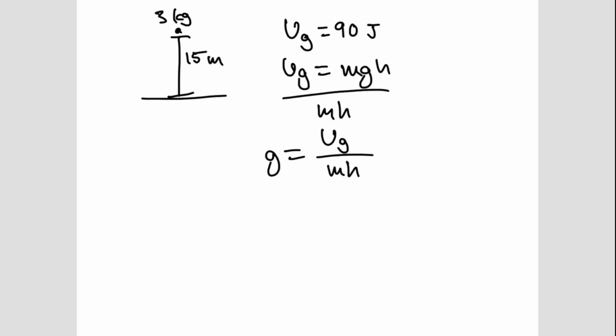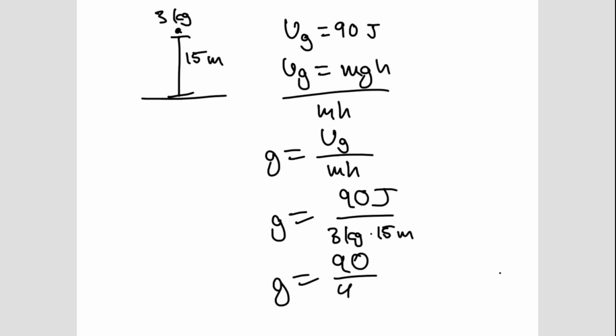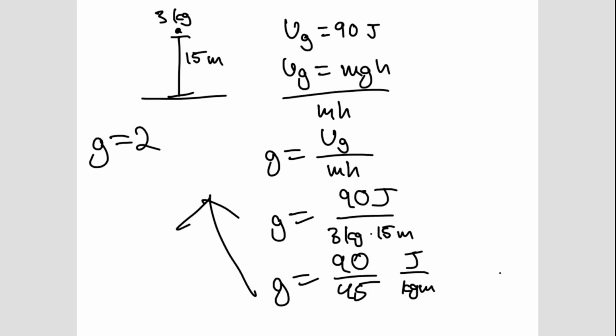And at this point, I can start just chugging in my numbers. g is equal to 90 joules over, let's see, 3 kilograms times 15 meters. This is 90 over 45 joules over kilogram meters. So then I'm going to bring this over here. So now g is equal to 2 joules over kilogram meter. That simplifies to 2 meters per second squared.